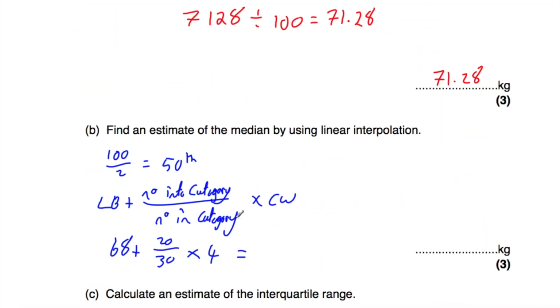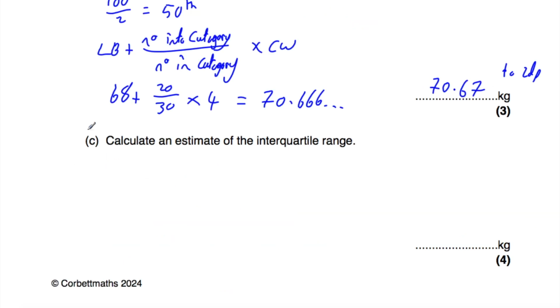And now we just need to type this into our calculator. 68 plus 20 30ths multiplied by 4, and that's equal to 70.666, and so on. And I'm just going to round that to 2 decimal places, so that's going to be 70.67 to 2 decimal places. And that's it. Our estimate for the median using linear interpolation is 70.67 kilograms.